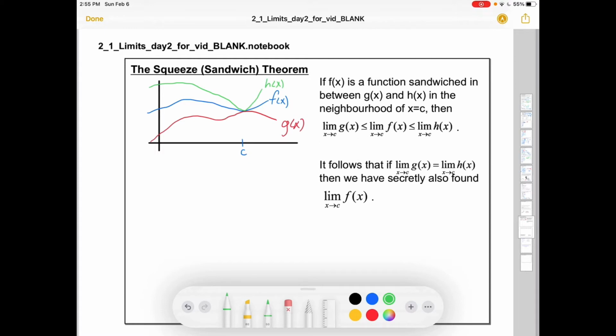Okay. So if f is sandwiched between g of x and h of x, that's why the squeeze theorem is sometimes called the sandwich theorem, in the neighborhood of x equals c, then the limit of g of x, which is below it, must be less than or equal to the limit of f of x, the actual one we want, which is less than or equal to the one that's on top. Now, if they're all equal to each other, then I guess secretly they all have the same value. And that seems very, very abstract, but it's actually needed for the proof of the limit as x goes to 0 of sine x over x. We use it often for trig functions where it's tough to sub in.